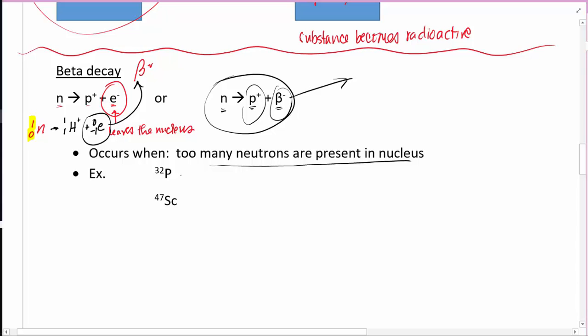So for example, here's an example of phosphorus-32. Now you'll notice I didn't even write down the atomic number here, because you can look it up off a periodic table, so it's assumed. But it could break down into sulfur-32 when it ejects a beta particle. And so that beta particle is emitted.